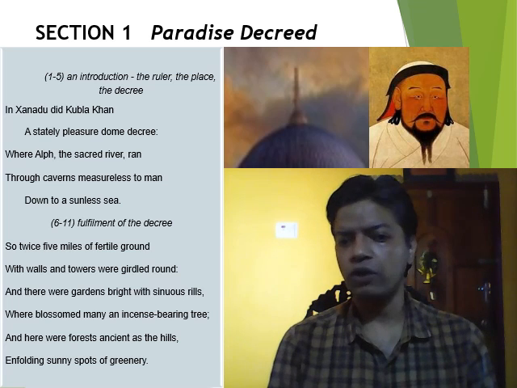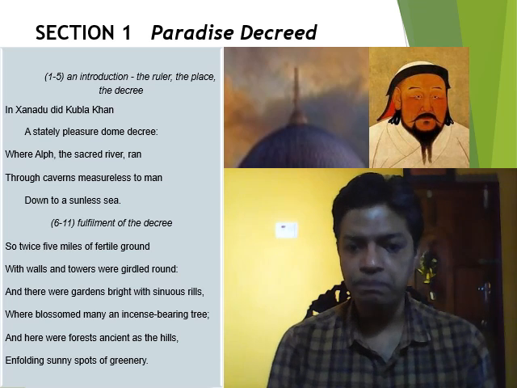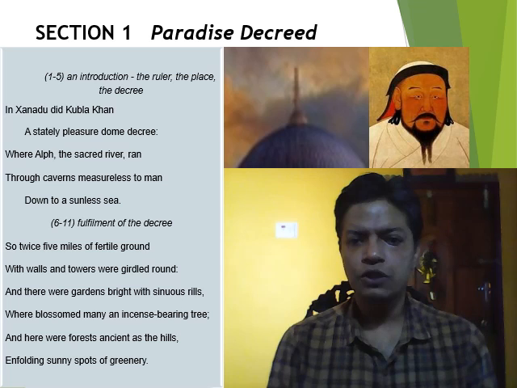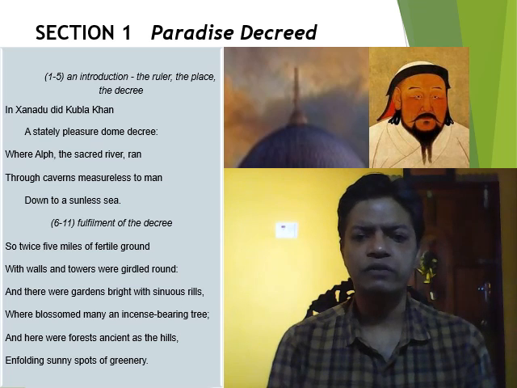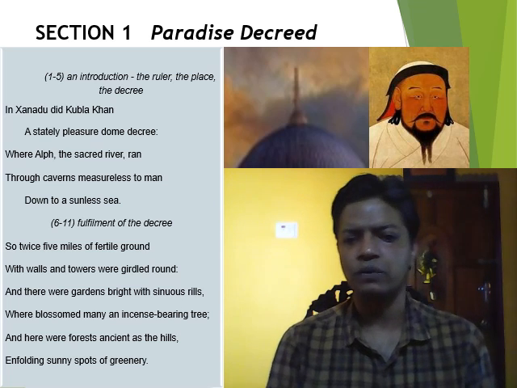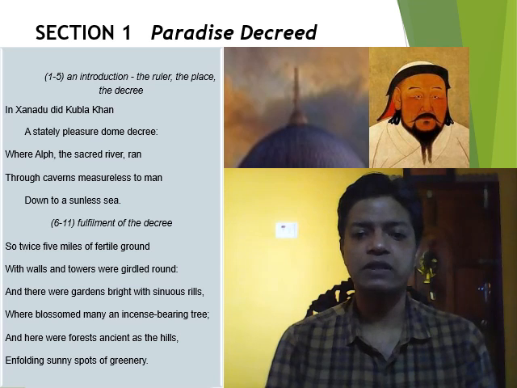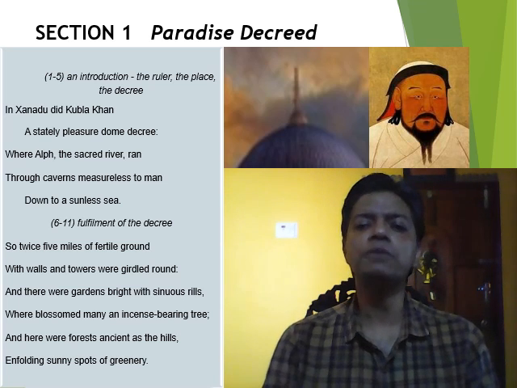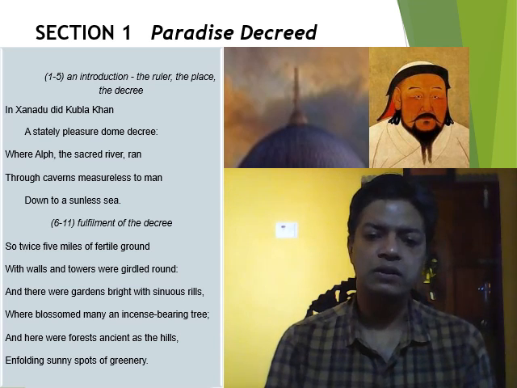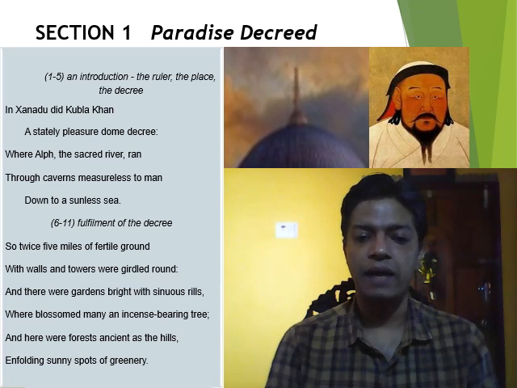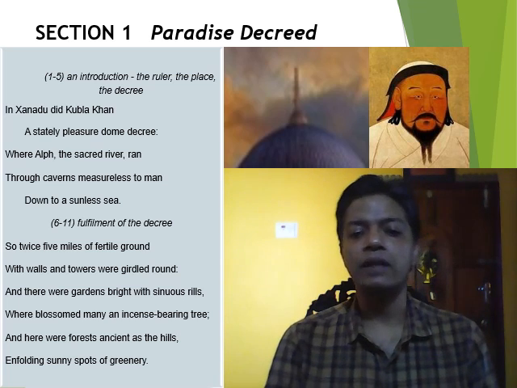So the plot of land for the building of this pleasure garden was selected. So twice five miles of fertile ground with walls and towers were girdled round, and there were gardens bright with sinuous rills, where blossomed many an incense-bearing tree, and here were forests ancient as the hills, enfolding sunny spots of greenery.